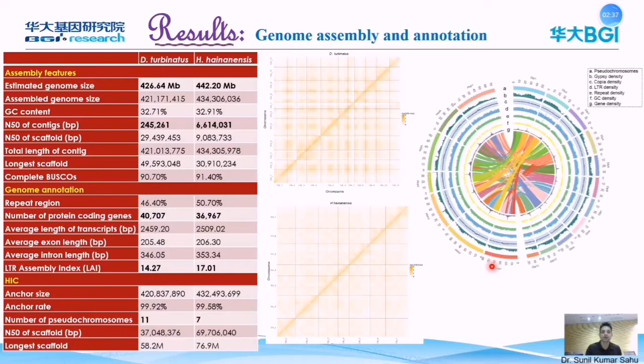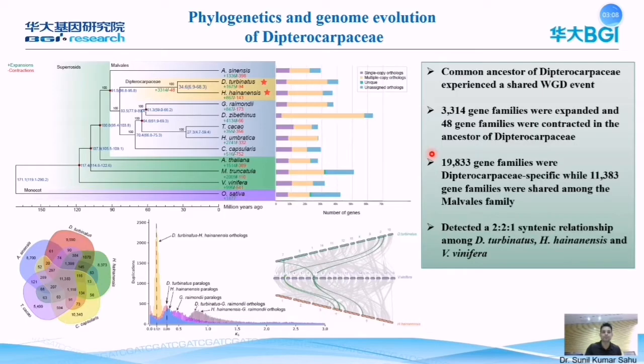Coming to the results, as you can see from this table, we have very high N50 values with more than 90% BUSCO, and around 40,000 and 36,000 genes were identified in each species. The LTR assembly index of more than 210 shows the reference quality genome. Based on the Hi-C mapping, we were able to identify 11 and 7 pseudochromosomes in each species.